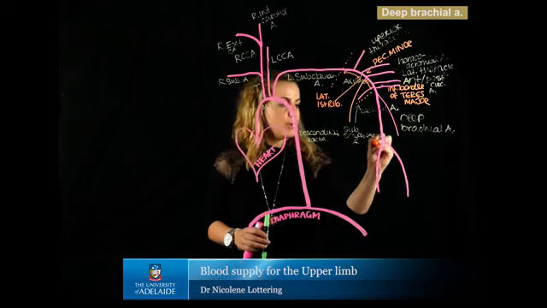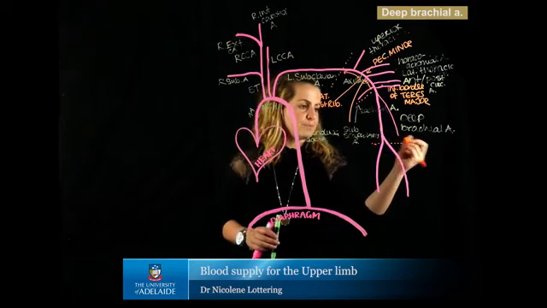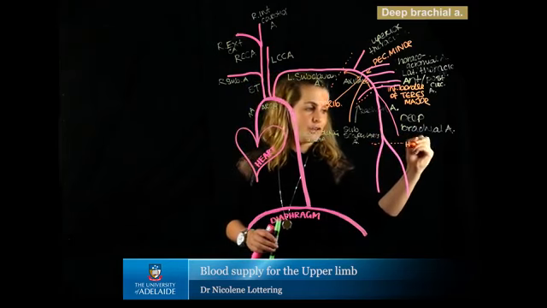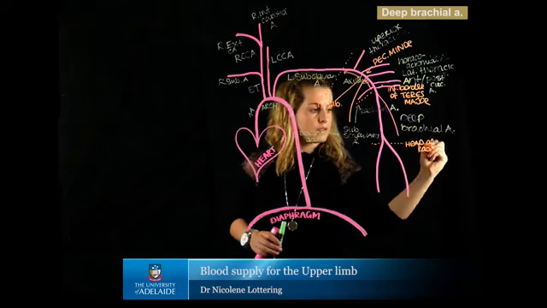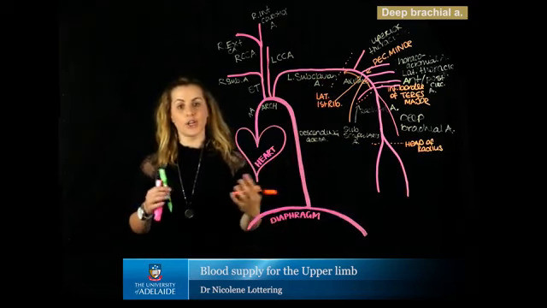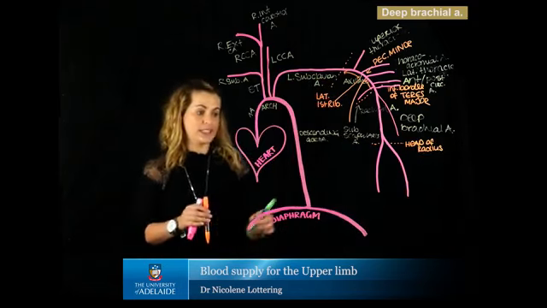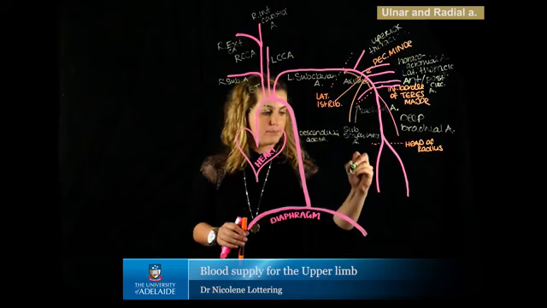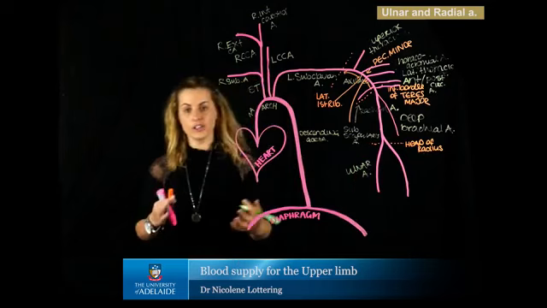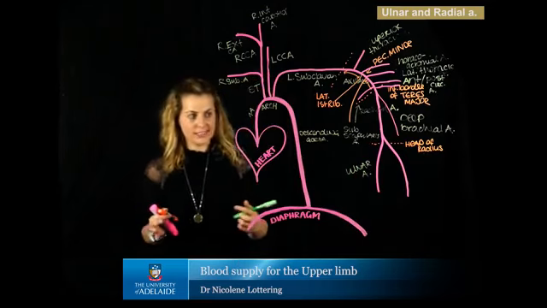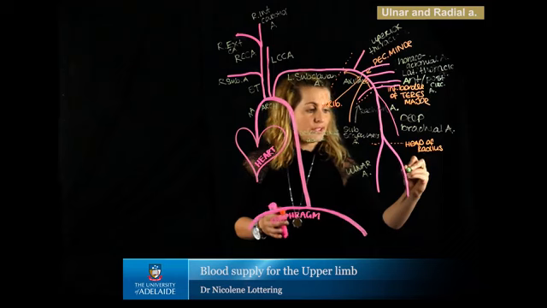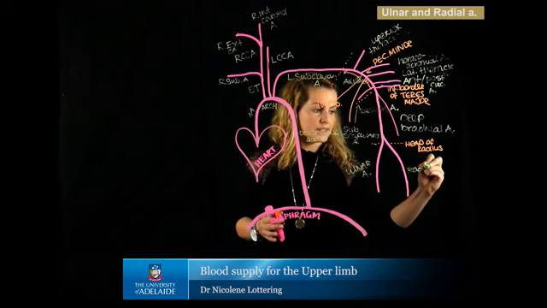When we reach the point of the cubital fossa, particularly the head of the radius, the brachial artery is going to bifurcate into the ulnar and the radial artery. The ulnar artery is always going to be on the medial aspect, and the radial artery is always going to be on the lateral aspect.